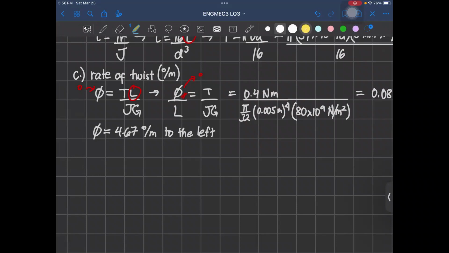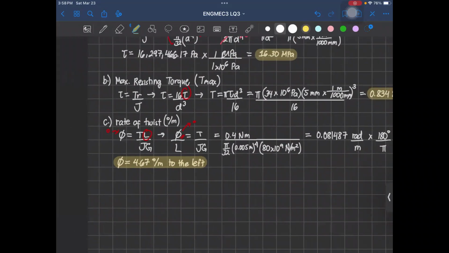So those are the key equations for the problems involving torsion.